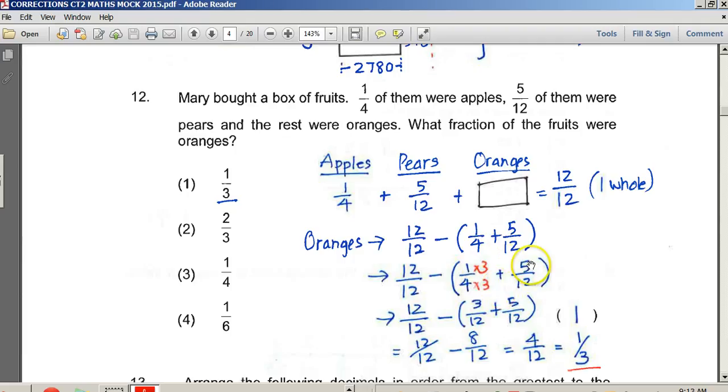Now work it out. For apple and pear, you change the denominator to common denominator 12. You get this, right? The fraction of apple and pear added together should be 8/12. So 1 whole take away 8/12 is 4/12. And remember, get your answer in simplest terms. So it should be 1/3.